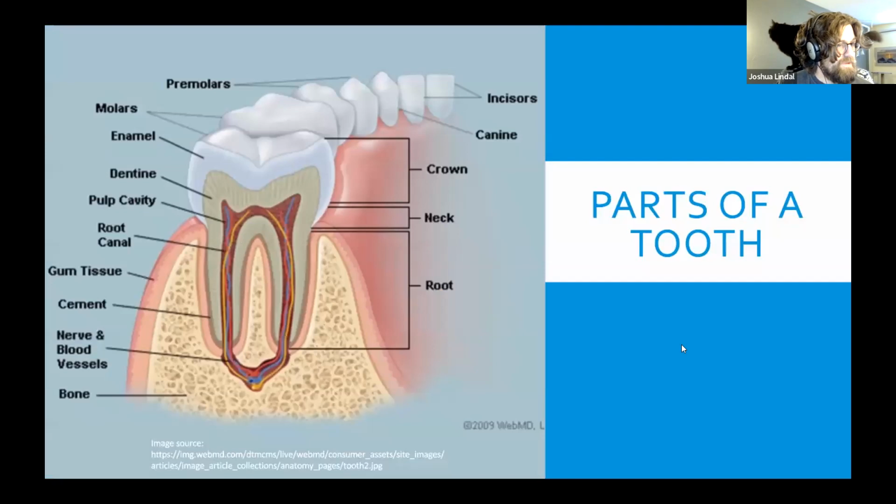So let's move on and review the different parts of a tooth.